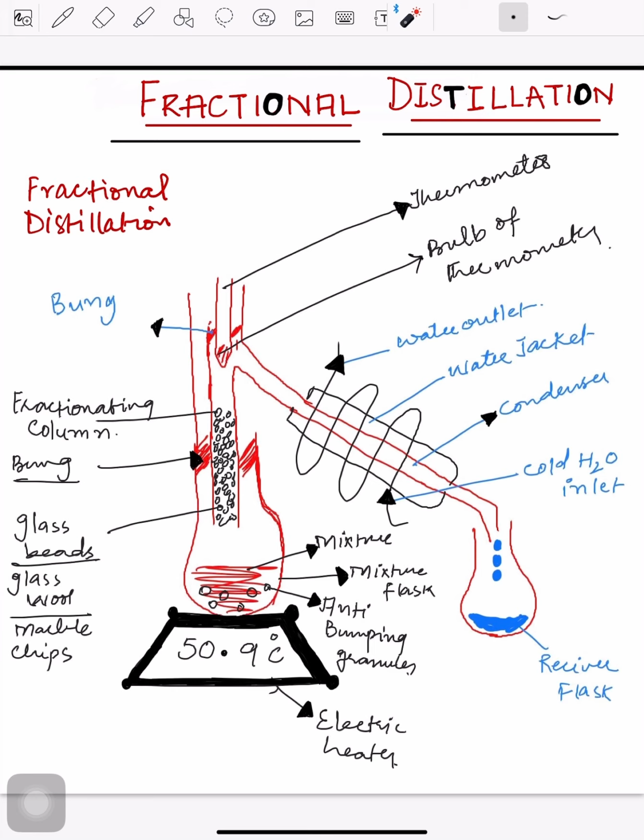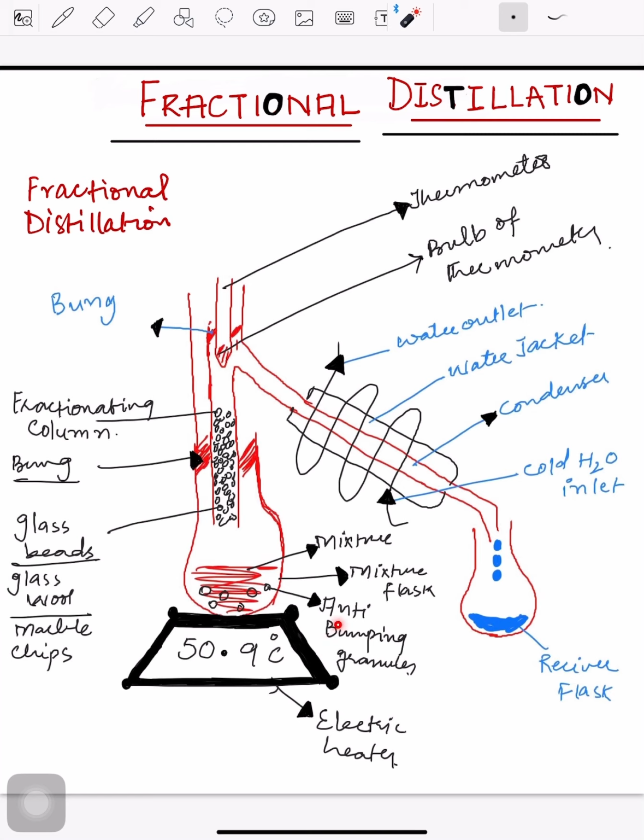Now, I am telling you very clearly that we have taken the mixture in the mixture flask along with the anti-bumping granules. Anti-bumping granules can be glass beads, or you may consider marble chips as well, not glass wool. Glass wool can be filled here; let me talk about this later. Let me tell you about the anti-bumping granules. I'm repeating, they can be either glass beads or marble chips.